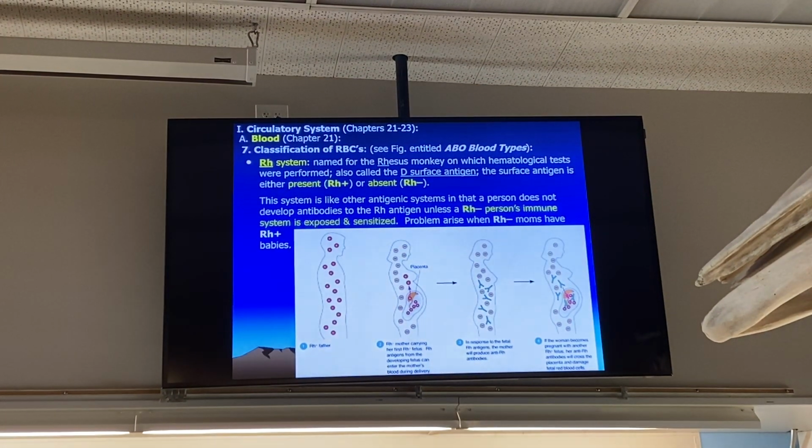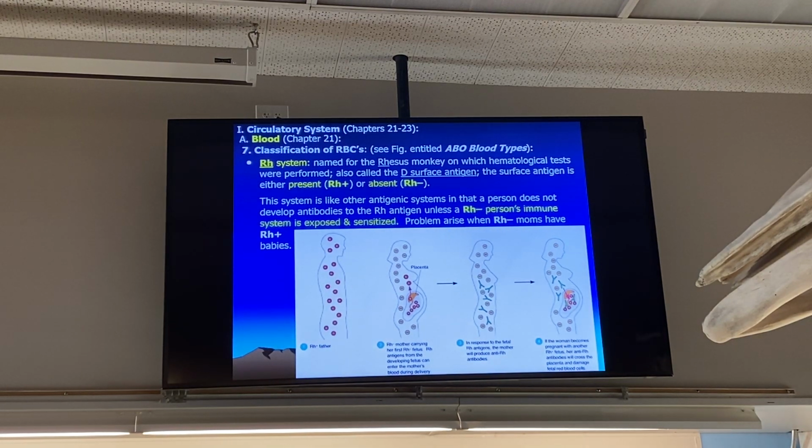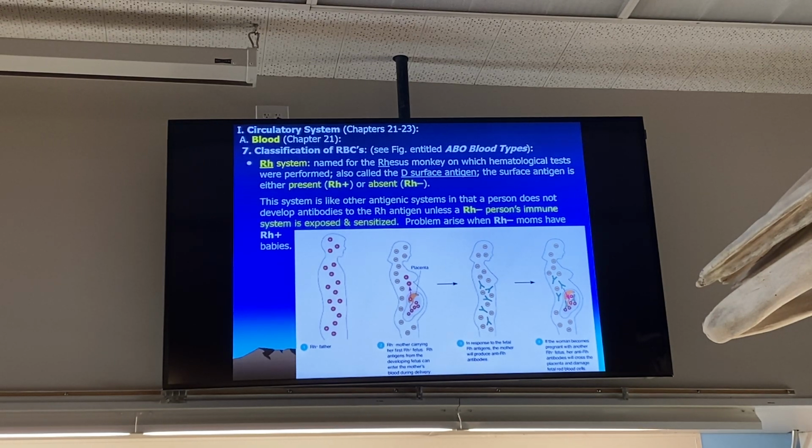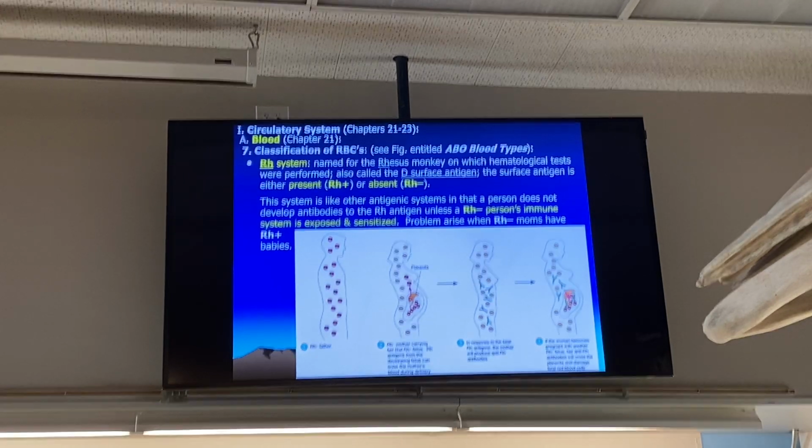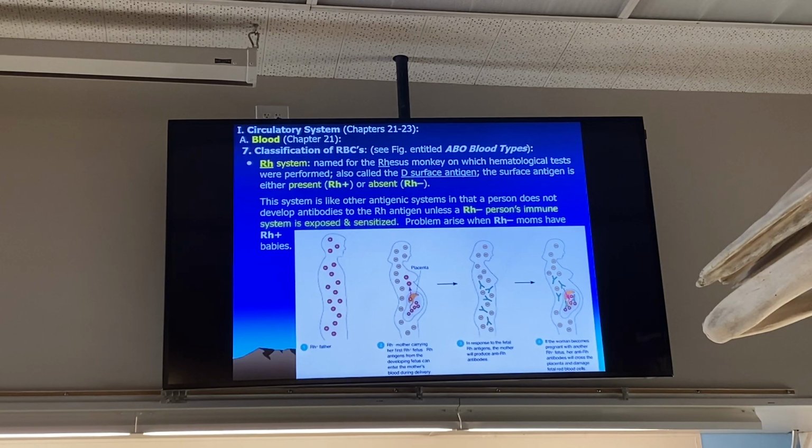I need to move on to the Rh blood typing system. This has to do with the D antigen. So fill in the blanks there. If you have the D antigen, you're Rh positive. If you don't have the D antigen, you're Rh negative. Again, the D antigen is on the red blood cell surface.